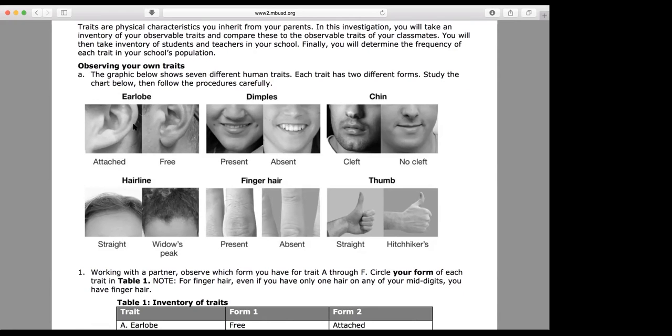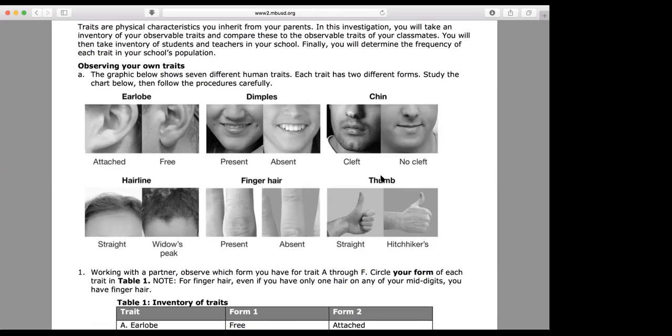So everybody has, of course, earlobes, but some people have attached earlobes, and some people have free hanging earlobes. So I don't know if you can feel yours. And I'm going to talk about whether they're dominant or recessive in a minute. Dimples, that people either have dimples that are present or they have absent dimples.